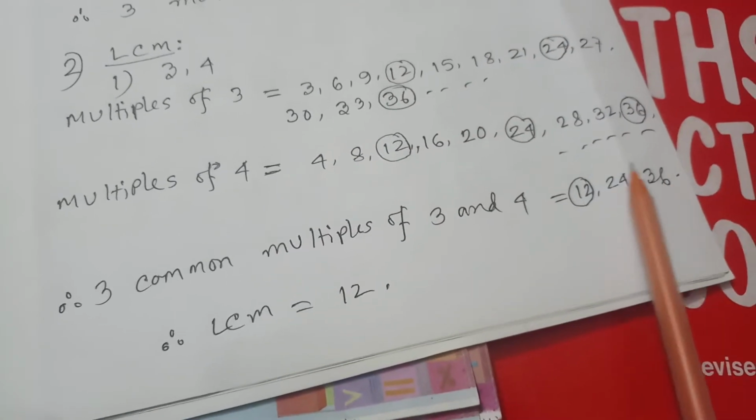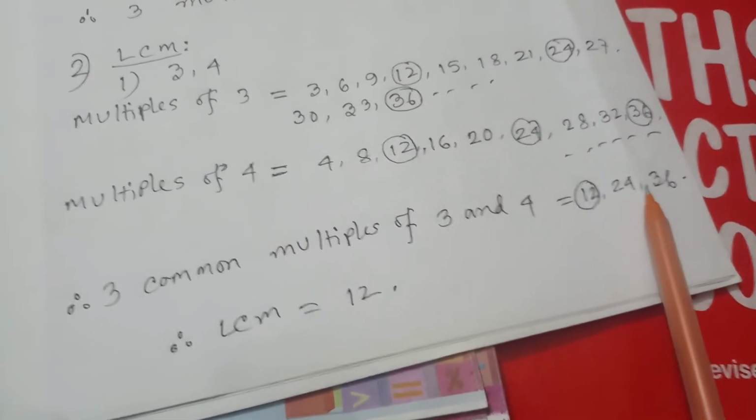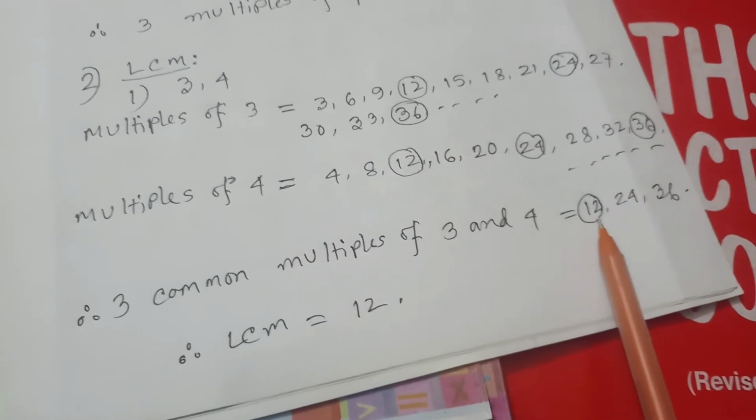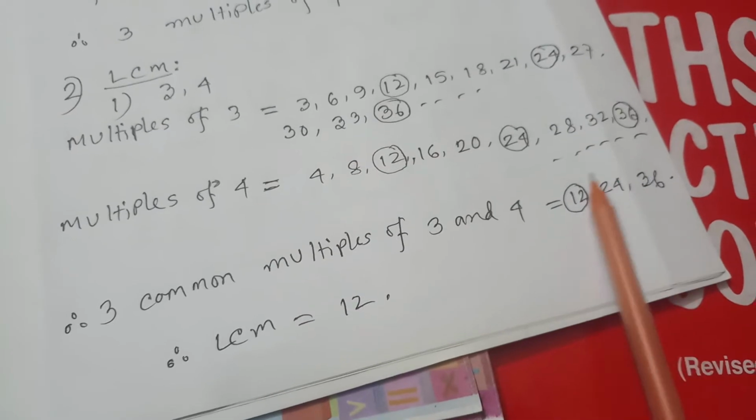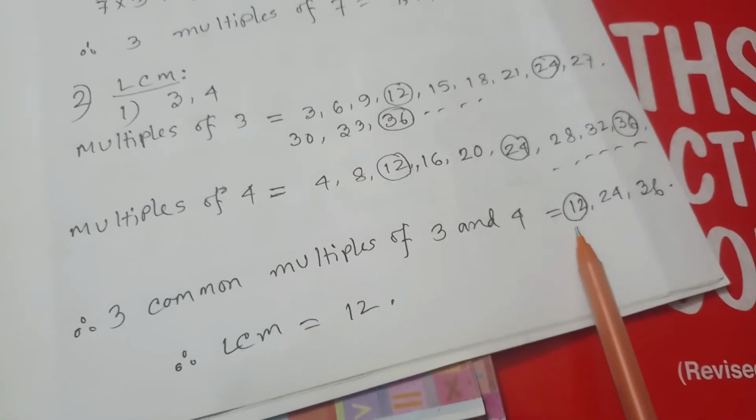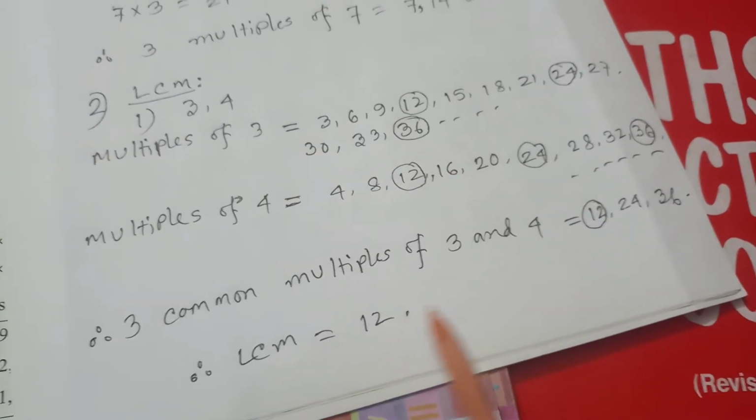From these common multiples we see that 12 is the least common multiple. So the LCM is 12.